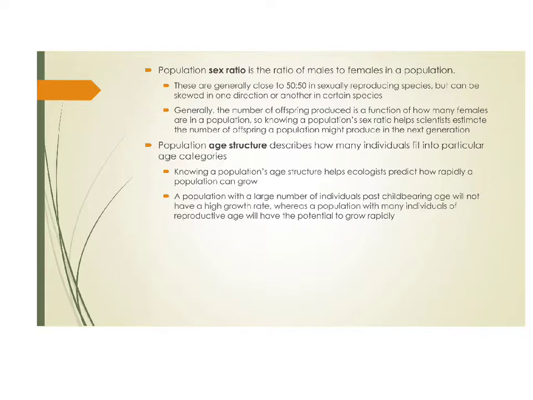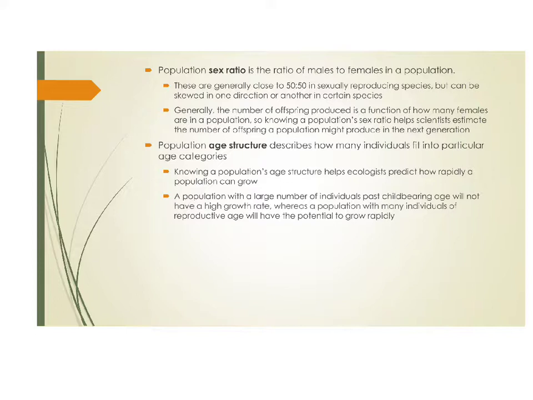Population sex ratio is the ratio of males to females in a population. In sexually reproducing species, it is generally close to 50-50, 50% male to 50% female. But it can be skewed in one direction or another for a certain species, and there's usually very specific reasons for that. Generally, the number of offspring produced is a function of how many females are in a population, because obviously the females are the childbearing sex of the species.